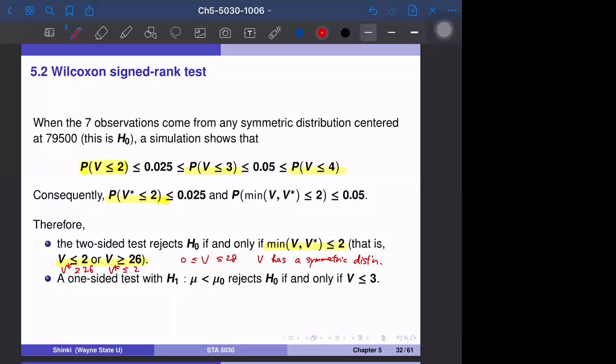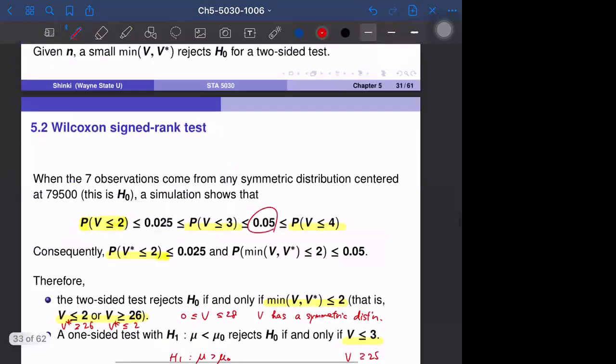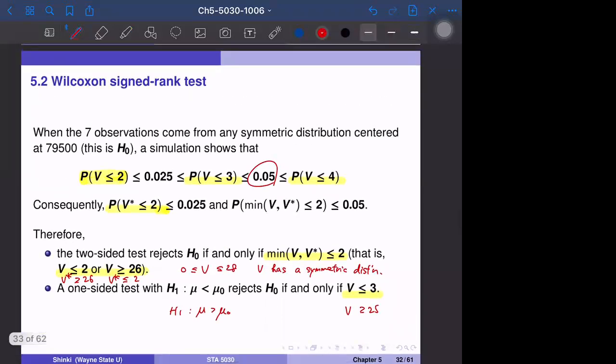For the two-sided test, we have to have this threshold. Actually, V less than 3 is the rejection region. For the one-sided test, where H1 is mu is larger than mu naught, the rejection region is V larger than 25. So this is how to implement the Wilcoxon signed rank test. In the next video, we discuss how to implement it in R.